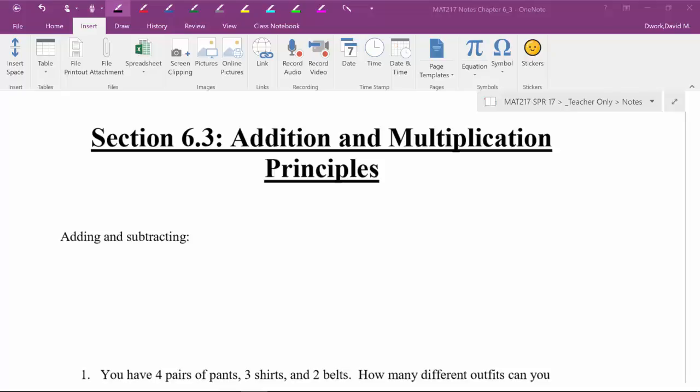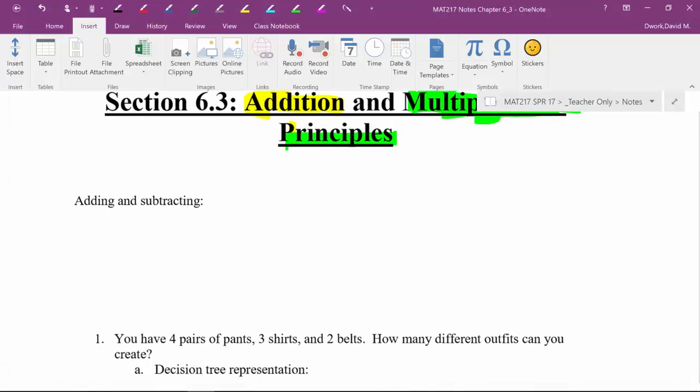Okay, so the first thing I want to point out. In this section, we're going to cover the concepts of the addition principle and the multiplication principle. Now, this is exactly how it sounds. We are either going to add things or we are going to multiply things. That's it. Those are your options, okay? So don't make things too hard. Don't try to get too creative.